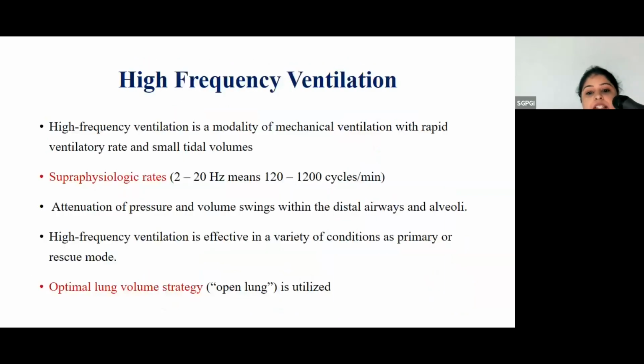High frequency ventilation is a modality of mechanical ventilation with rapid ventilatory rates and small tidal volumes. These rates are supraphysiological, ranging from 2 to 20 Hertz, that means 120 to 1200 cycles per minute. There is attenuation of pressure and volume swings within the distal airways and alveoli, which leads to less barotrauma and volutrauma. It is used in a variety of conditions, either as a primary mode or as a rescue mode, and it utilizes an optimal lung volume strategy, that is, the open lung strategy.